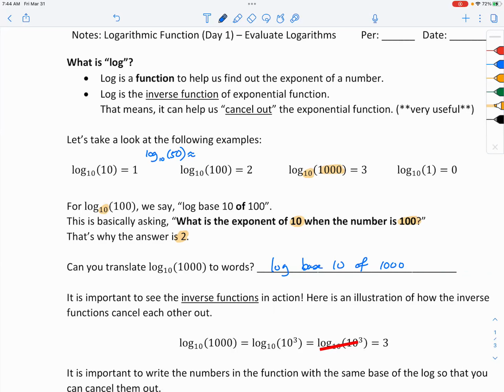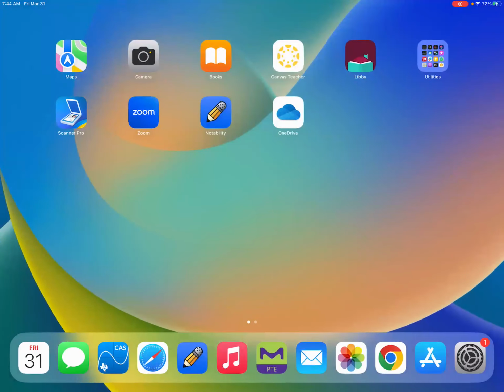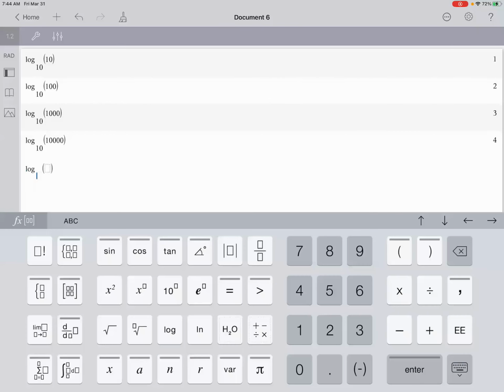So if you say 5, the number inside it would be like 100,000. That would be like a huge number. So log base 10 of 50 is about 1.5. Let's go ahead and find out what it is. We type in log base 10 of 50. Let's see. Anybody want to suggest something other than 1.5?